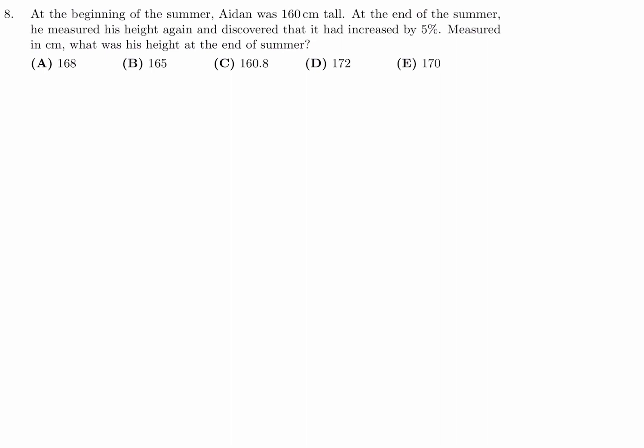At the beginning of the summer, Aiden was 160 centimeters tall. At the end of the summer, he measured his height again and discovered that it had increased by 5%. Measured in centimeters, what was his height at the end of the summer? Well, 1.05 times his height, which is 160. That's pretty much all there is to this question. That would be 168. So number 8, the answer is A.